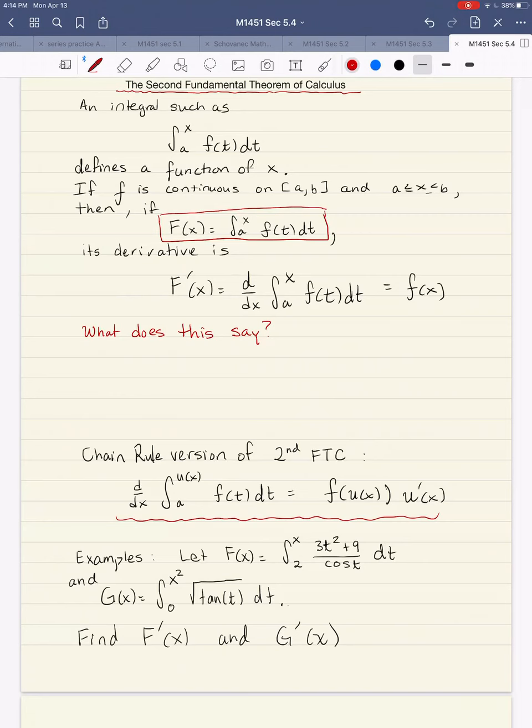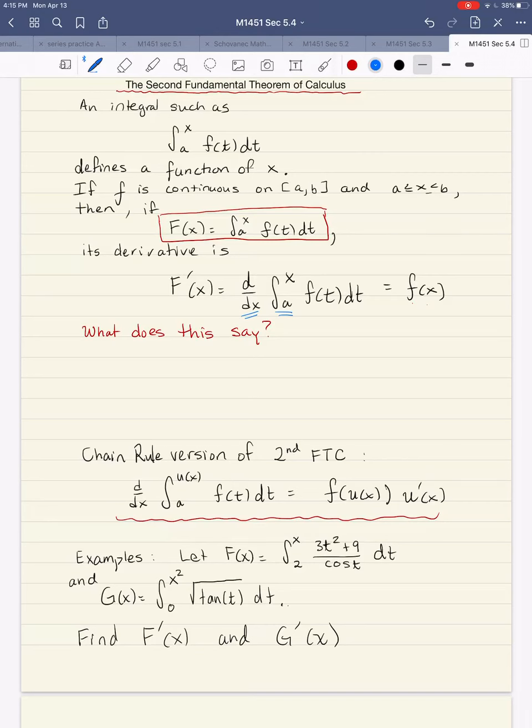Since it's a function of x, and it's a continuous function of x because little f is continuous, then we can take its derivative. So we denote its derivative as capital F prime, or take the derivative of the integral. And what that does is it gives us the integrand as a function of x. Well, what does this say? This says that the operations of differentiation and integration are inverses of one another.